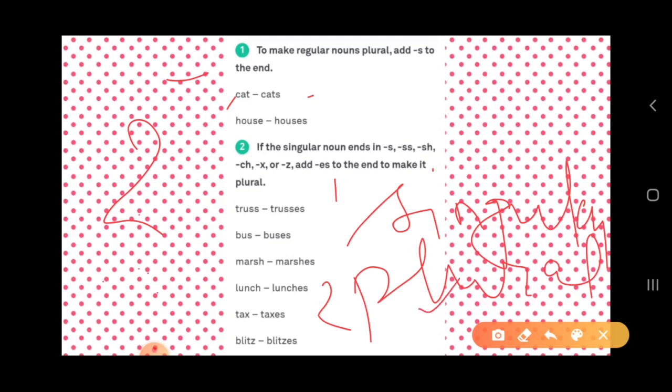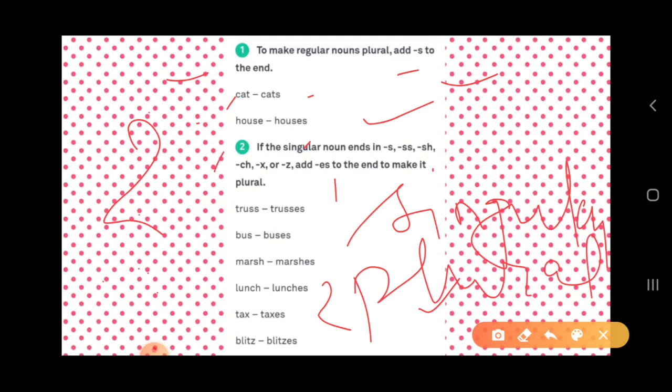As an example, here I will provide you some rules for how you can change singular nouns into plural. The first rule: to make a singular regular noun into plural, you add s at the end. Here, cat, cats; house, houses. What you have done to make it plural is simply add s.